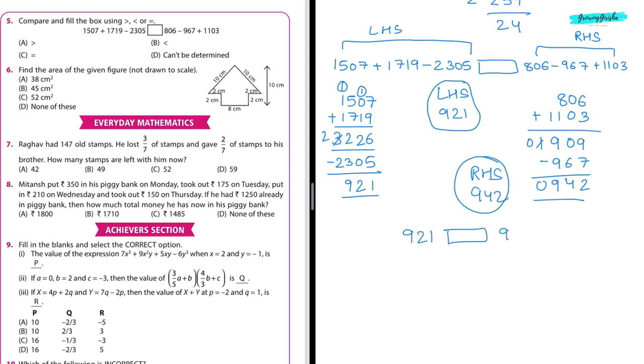921 box 942. 921 is less than 942. So the correct answer will be option B.